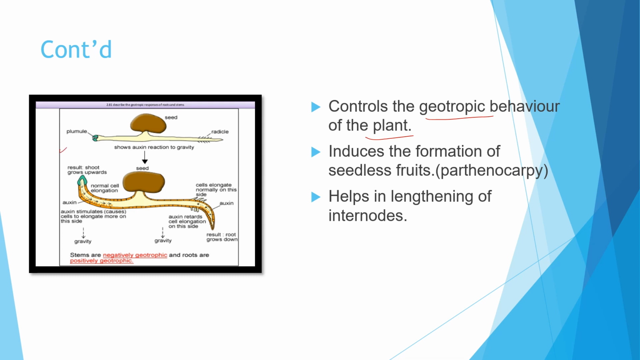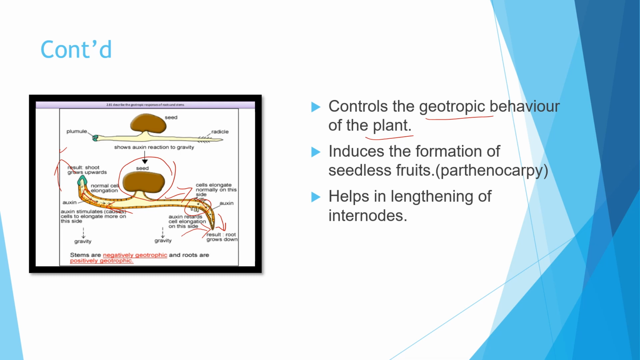What is happening here? We can see that it is a seed. From here, this is the root part growing and this is the shoot part growing. Now if high auxin concentration is there, it stimulates the growth on the lower side, so that the shoot is growing upward. Here also, high auxin concentration is retarding the cell elongation on this side, so the root grows downwards.